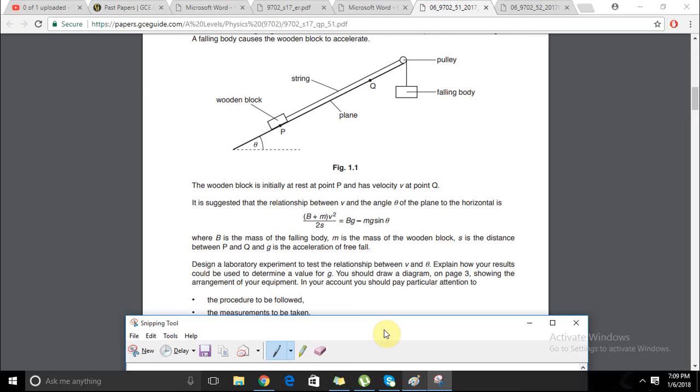But if you want to, you may actually carry out an experiment to get the value of G in the place you're carrying out the experiment. I don't think that is actually necessary.